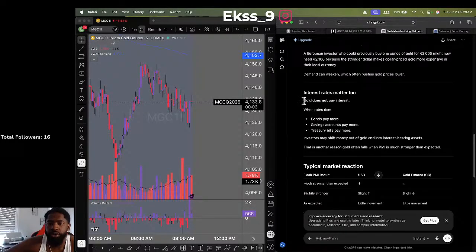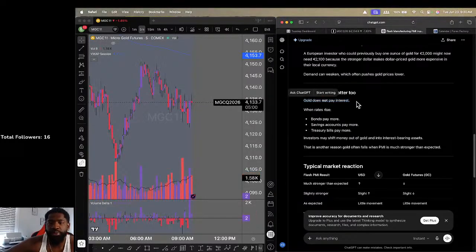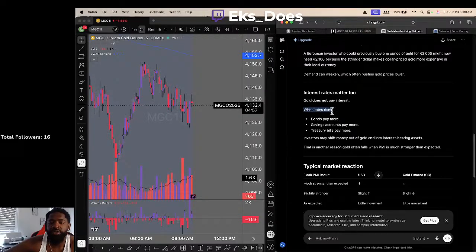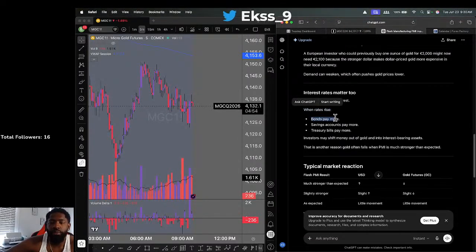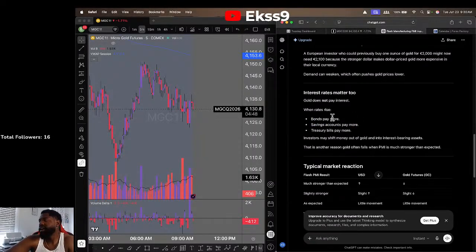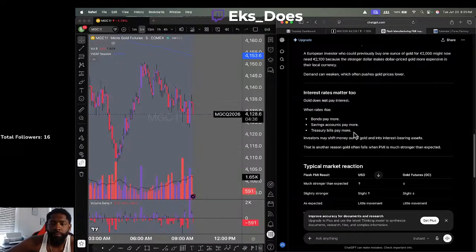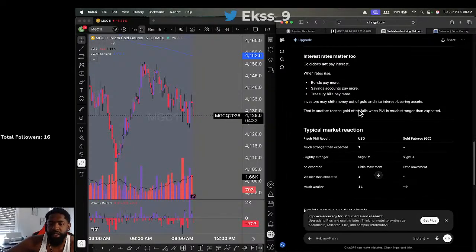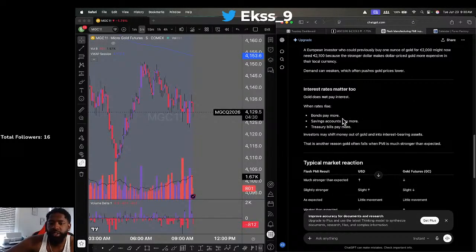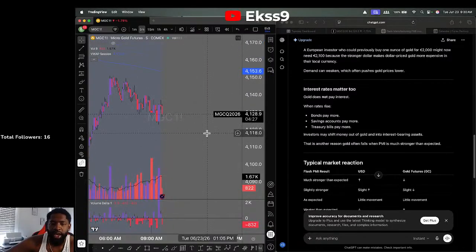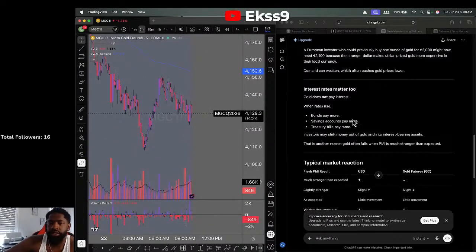So it says owning gold from the US Reserve, it doesn't pay interest. So when interest rates rise, that means interest rates on bonds, on savings accounts, and on treasury bills, which are all just different types of investments. They might want to move their assets into a different investment, basically. And if they're moving their money into different investments, then that would also make gold go down, because people are no longer interested in gold because it doesn't pay interest.